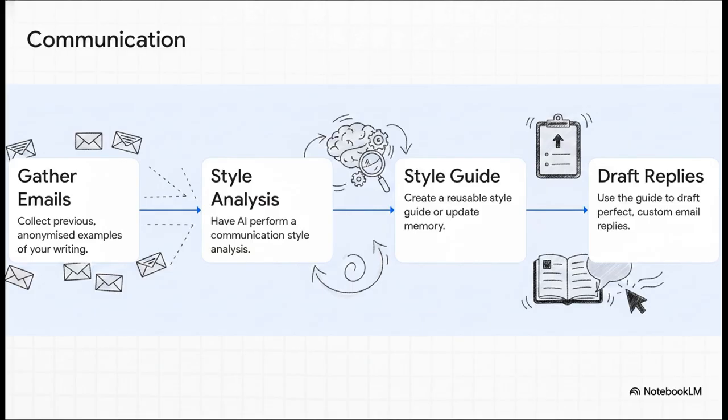Step 2 is having the AI perform a style analysis on that text. Step 3 then transforms that analysis into a highly efficient, reusable style guide, or it updates the AI's memory if you're using an enterprise platform like Copilot or ChatGPT Enterprise. And finally, Step 4 uses that brand new guide to draft perfect custom replies.